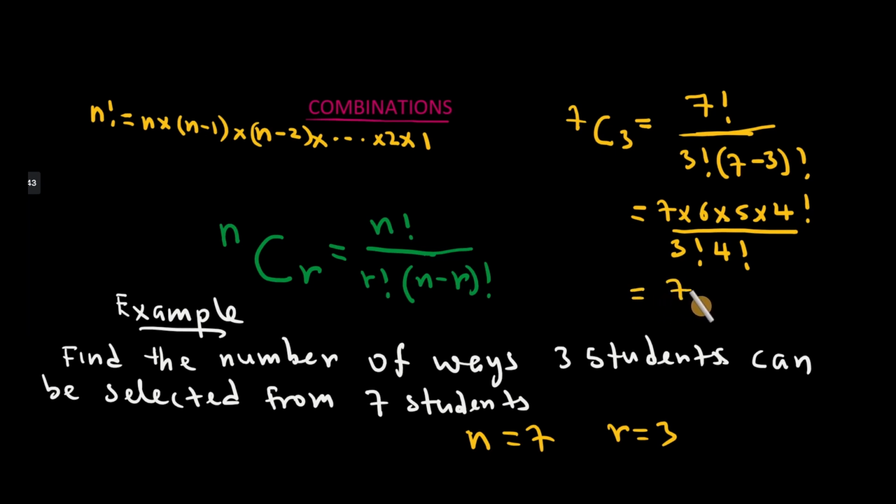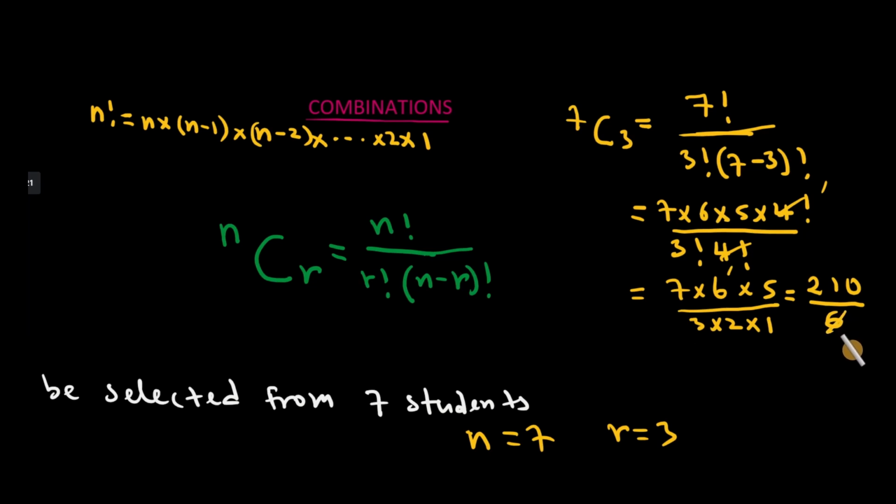So I'll have 7 times 6 times 5 all over 3 factorial, which is the same as 3 times 2 times 1, since 4 factorial cancels. 7 times 6 is 42, 42 times 5 is 210, all over 3 times 2 is 6, 6 times 1 is 6. 6 can go into 210 35 times, which is 35 over 1, the same as 35. It means the number of ways 3 students can be selected from 7 students is 35.